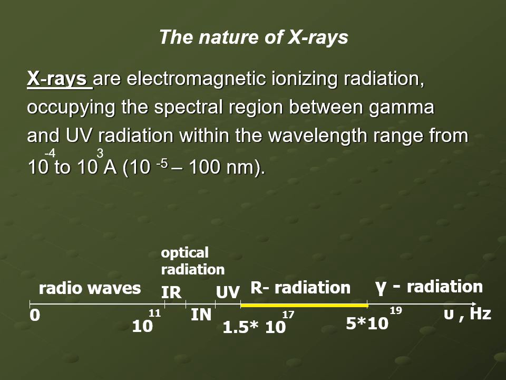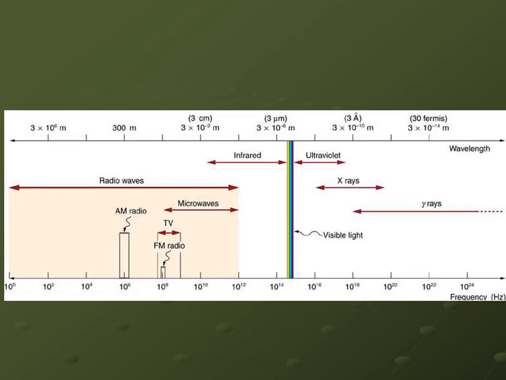As for the wavelength, it will be in the range from 10⁻⁴ to 10⁻³ angstrom. 1 angstrom is 10⁻¹⁰ of a meter. With sufficiently small values of the wavelength, comparable to the size of an atom, we use this unit, the angstrom, or we can also use a unit such as the nanometer. In this case, the wavelength will be from 10⁻⁵ to 100 nanometers. You can see the scale again.